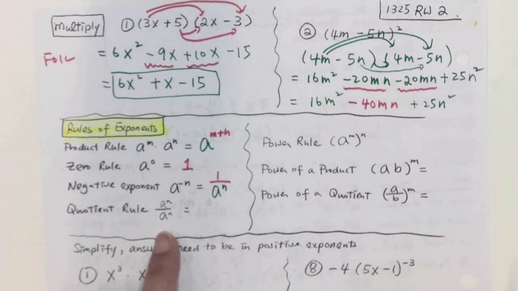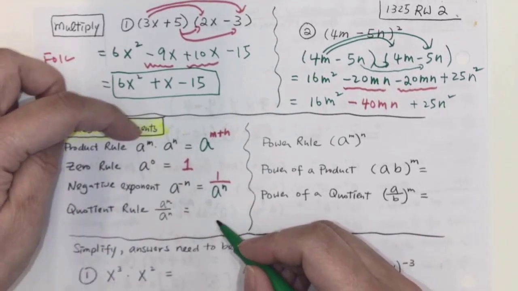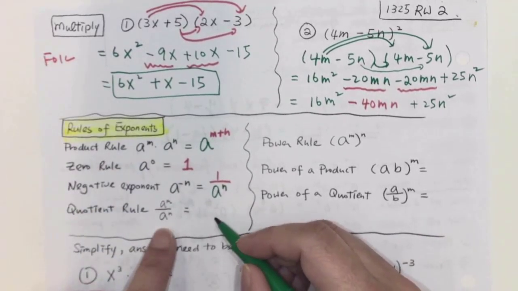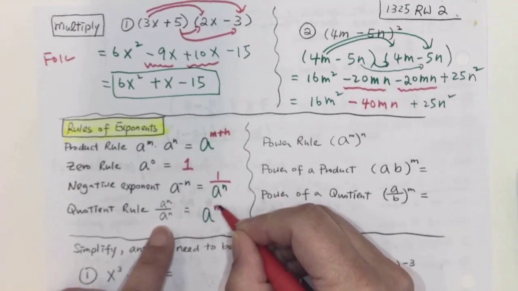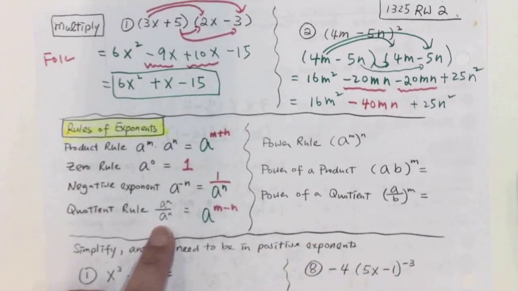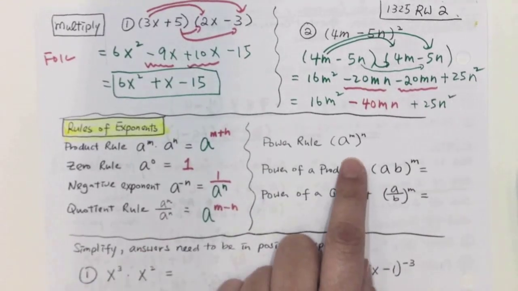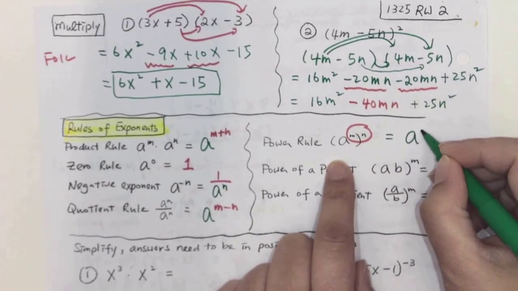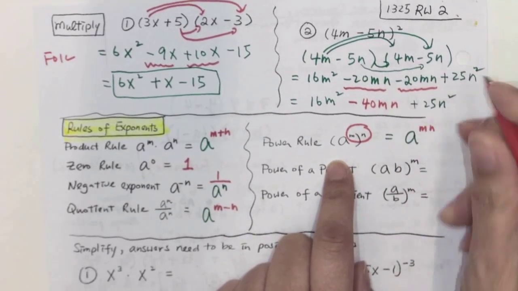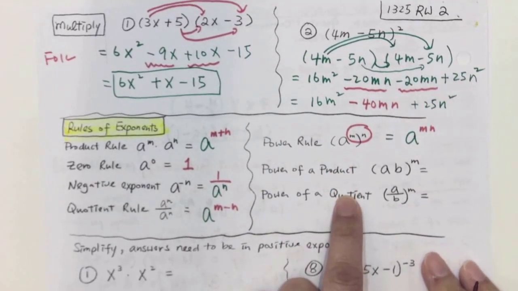Quotient rule. So this one has the same base, but they are dividing. What do I do with that? This is same base multiplying, this is same base dividing, so the exponent is going to subtract. Is it okay? All right, how about power over power? You're just going to multiply them. Yeah, if you haven't done this for a while, definitely you have to review the exponents.